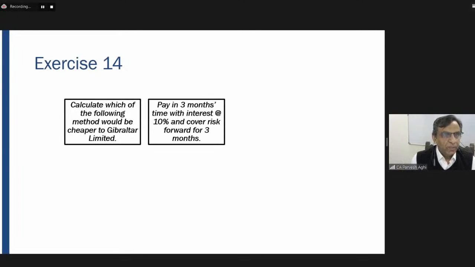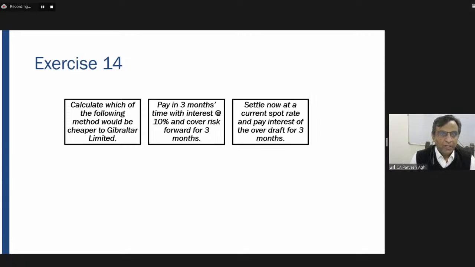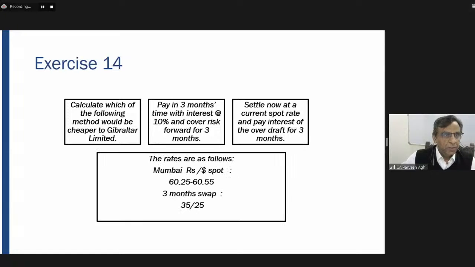Pay in 3 months' time with interest at the rate of 10%, and cover the risk through a forward for 3 months. Or settle now at the current spot rate and pay interest on the overdraft for 3 months. So you can pay immediately and pay 3 months of overdraft interest.